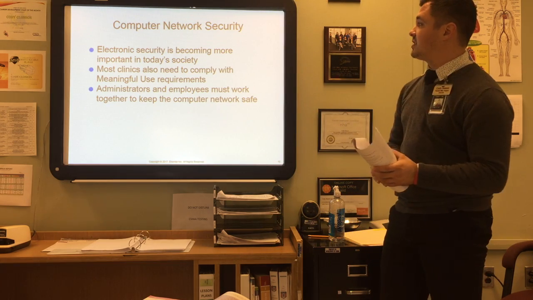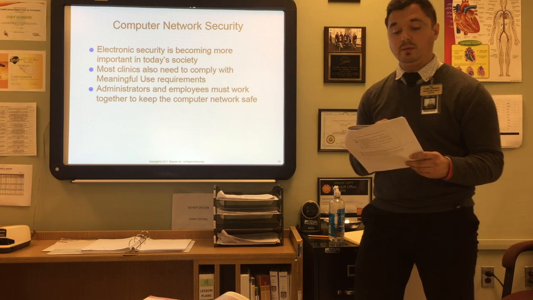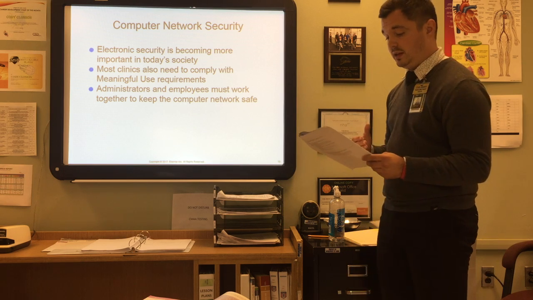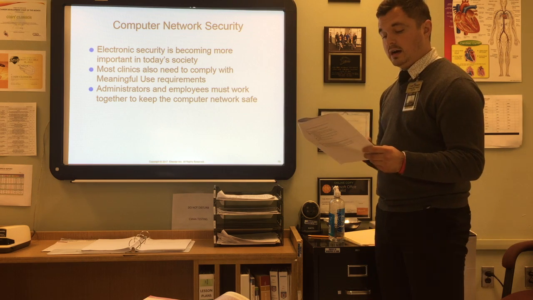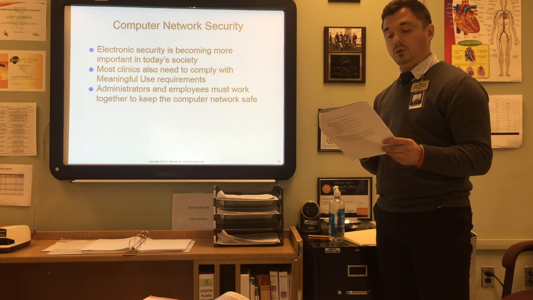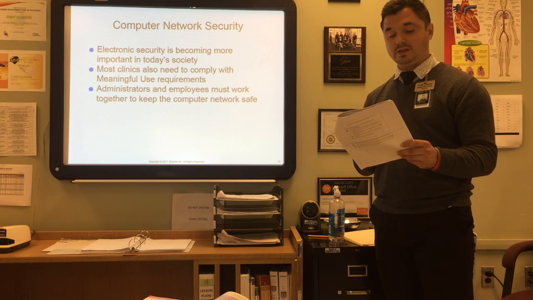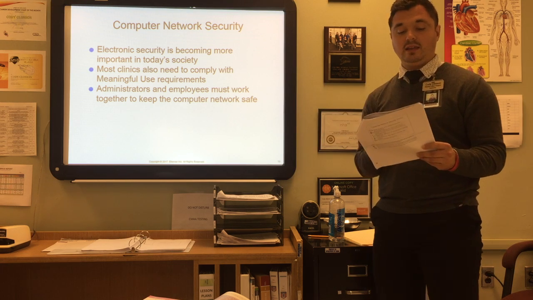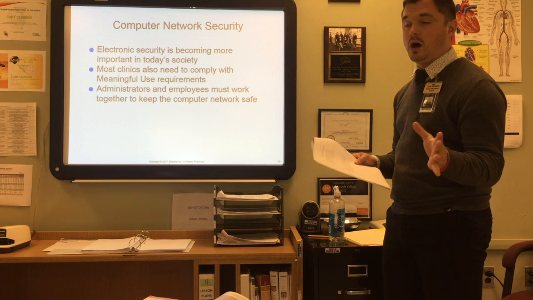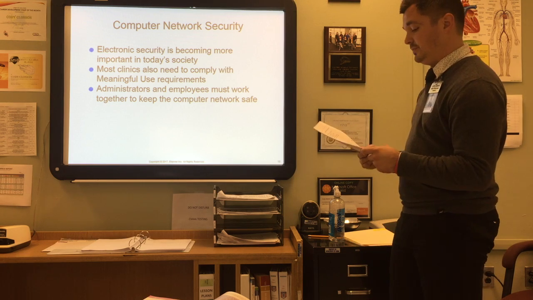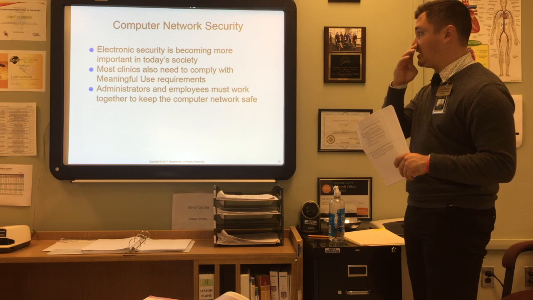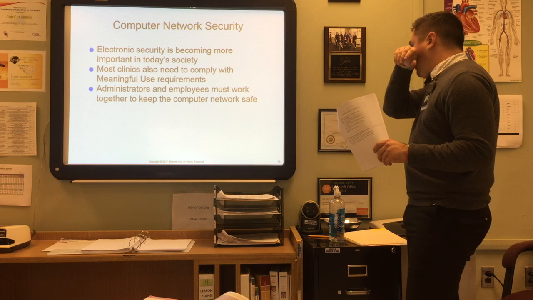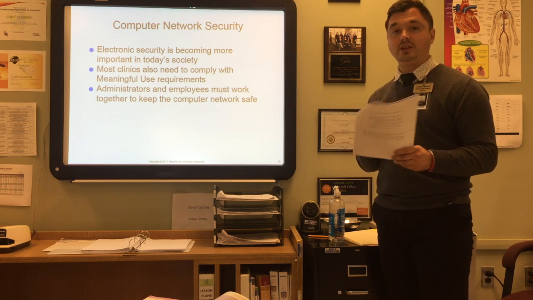So computer network security. Electronic security is becoming more important in today's society since we do everything online and on the social media aspect. Some common network security procedures by employees include authorizing who it is, frequent password changes, and logging out of the network when leaving the workstation. Those are just some common security tasks that you guys can do. But most clinics also need to comply with meaningful use requirements. So administrators and employees work together to keep the computer network safe.